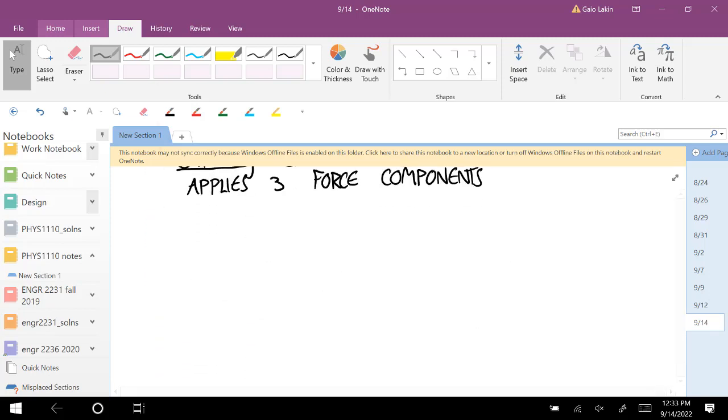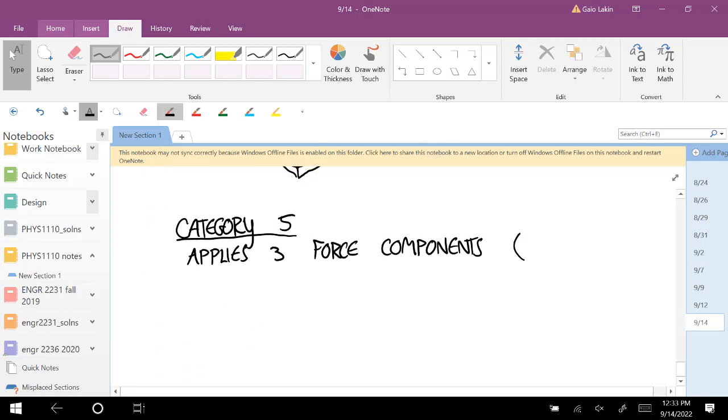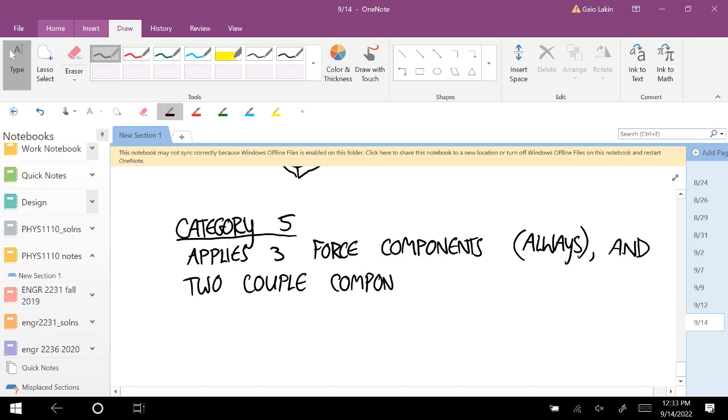So 3 force components always. And 2 couple components sometimes. And so this introduces either 3 or 5 variables.